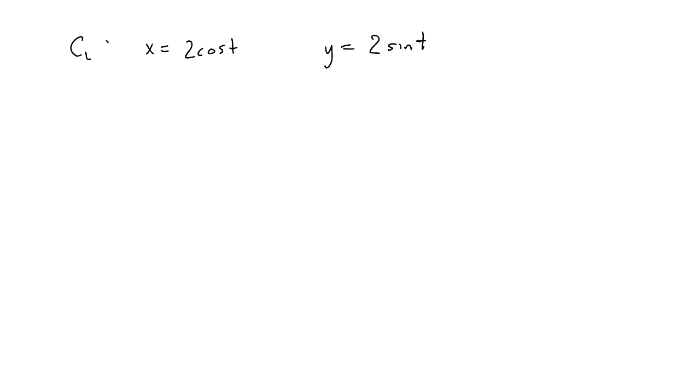And like the last one, we again do the pieces. Oh, and I forgot one piece, which is t goes from where to where? Obviously 0 to 2 pi.